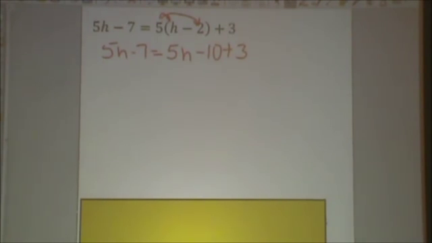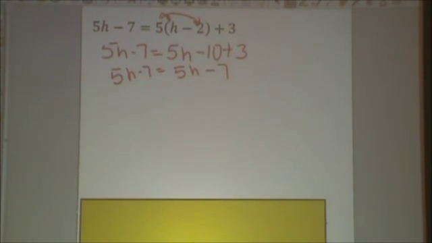I'm going to combine like terms. Over here I have 5h minus 7. I can't put that together because they're not both h's. Over here I only have one thing with h, but I have a negative 10 plus 3. So a negative 10, or remember you can switch it the other way, 3 minus 10. So a negative 10 plus 3 is a negative 7.